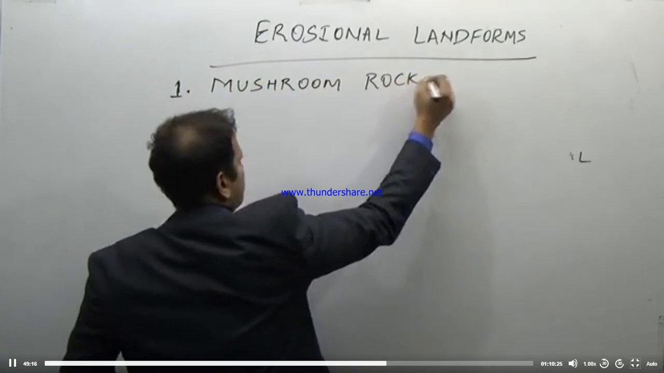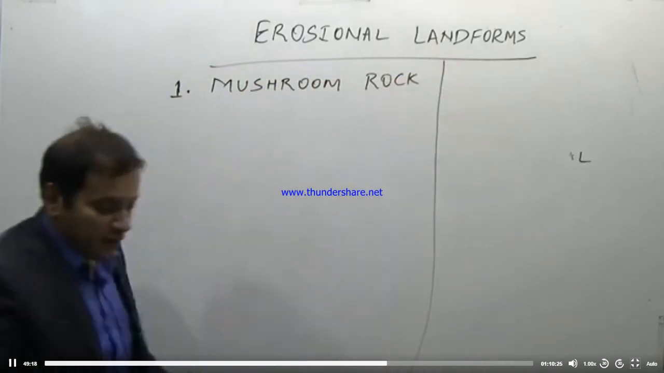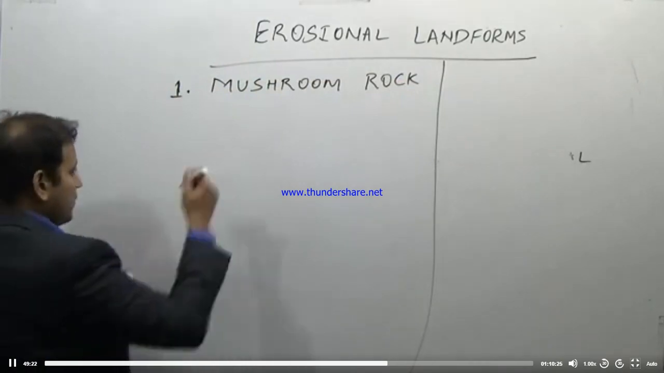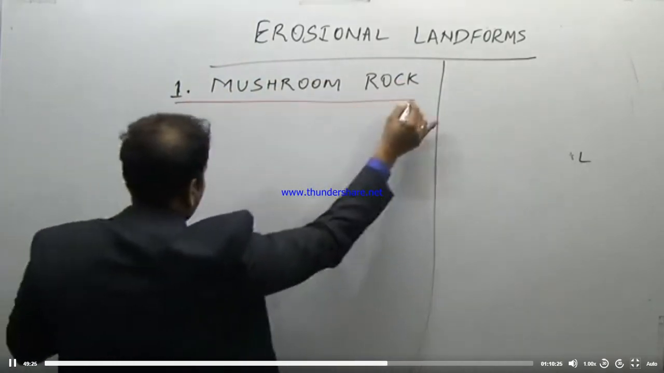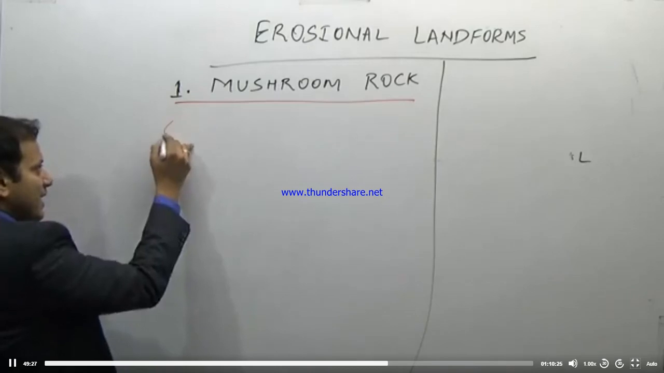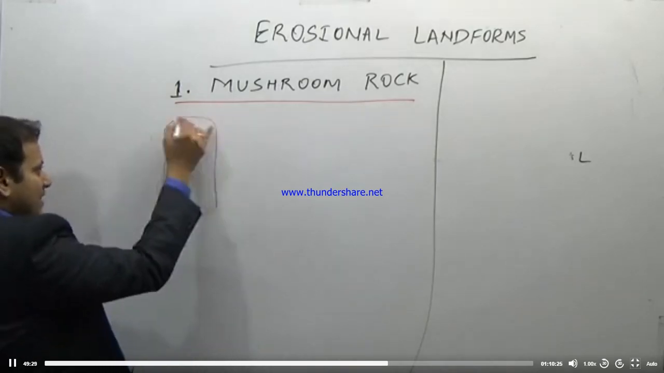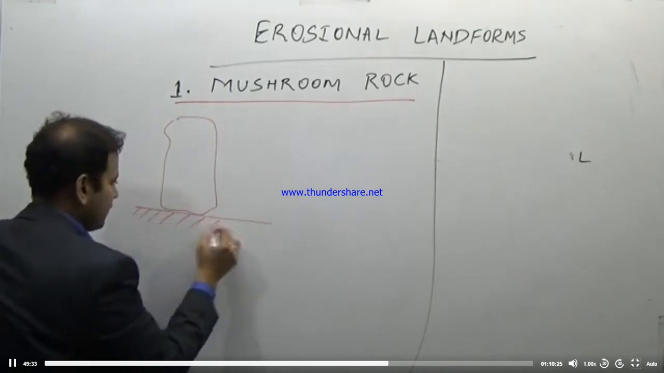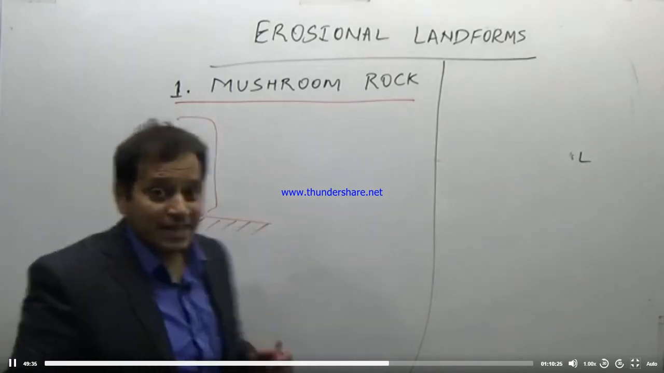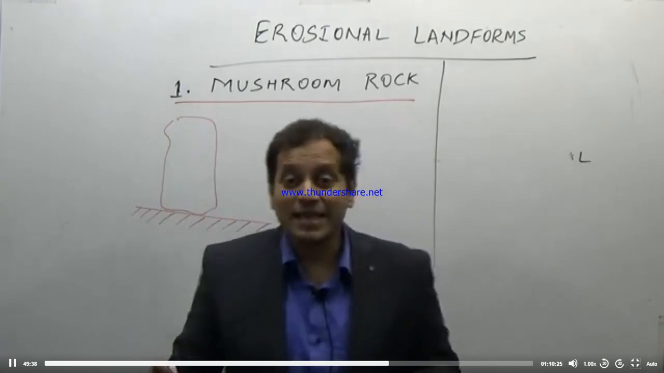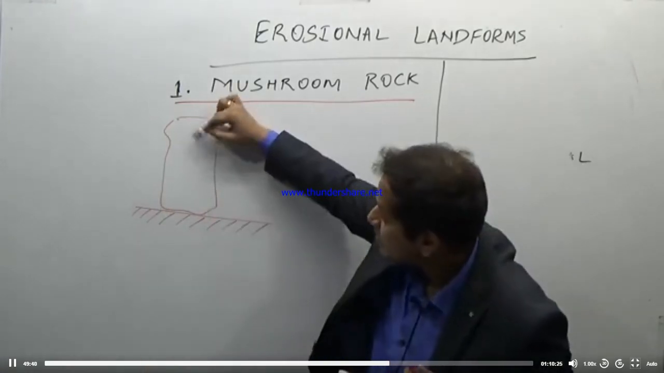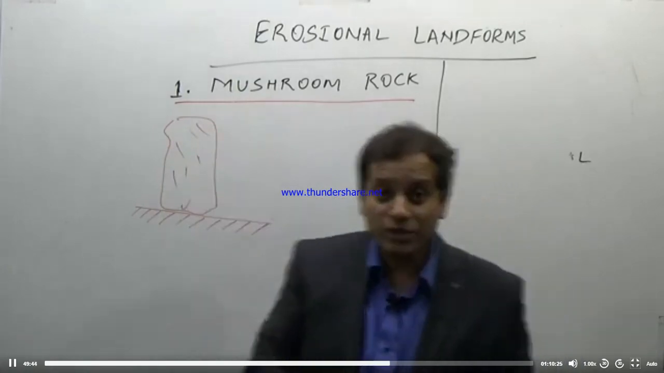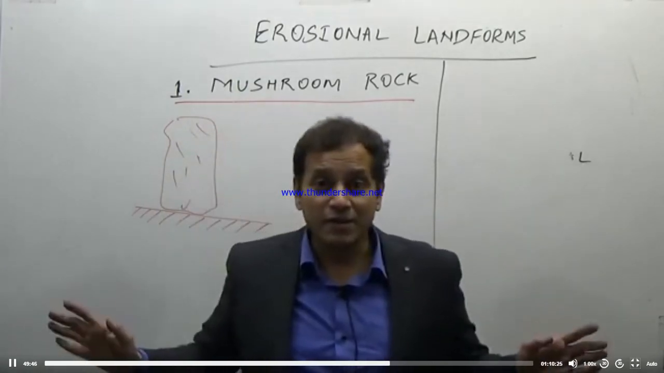Mushroom rock. Now you see, this is a very interesting landform because it is found in the desert region, on the ground surface. As I told you, the desert is an area where the wind is the most effective agent of erosion. And because the wind is the most effective agent of erosion, there are two characteristics of wind.